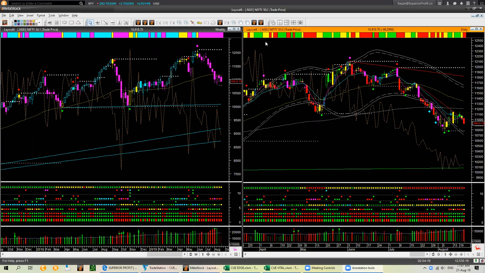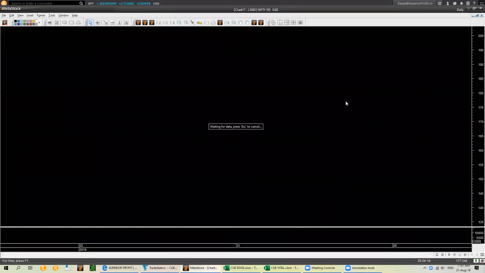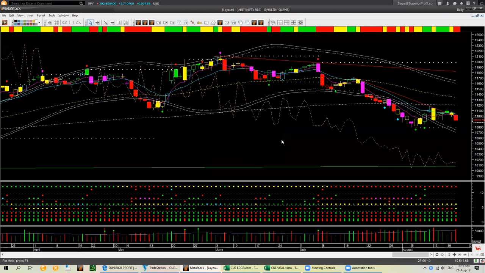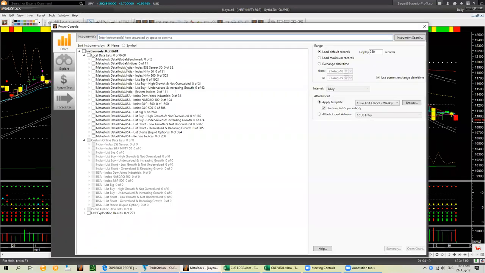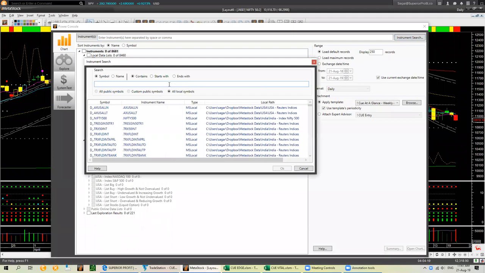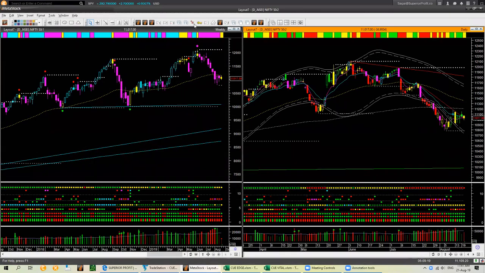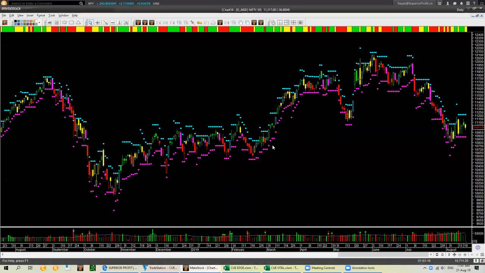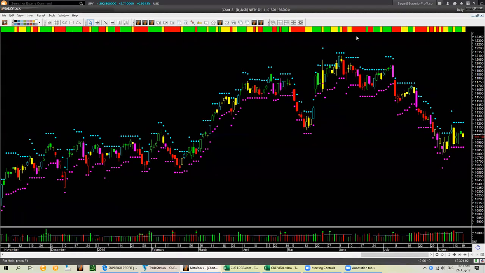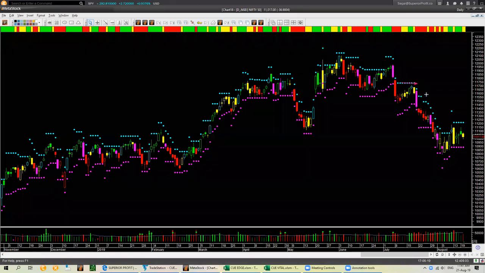Where is the stop loss, trailing stop loss? If we apply the protection signal, the stop level template, that will show us where is the stop level. Let me open the local data again. Here, the cyan dots represent the short position stop.